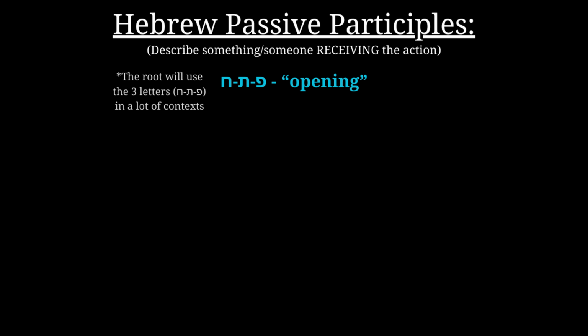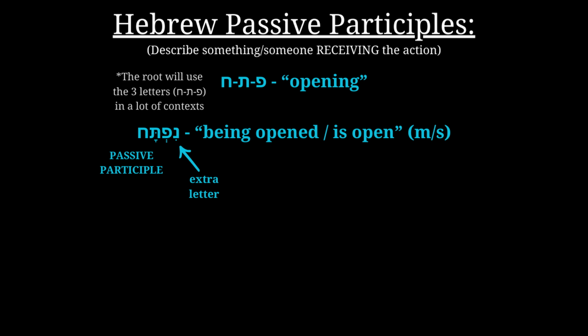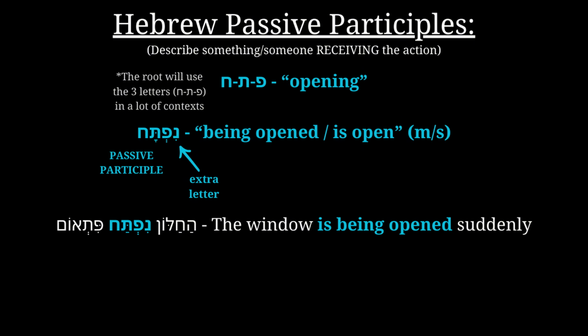Generally, the root will use the three letters in many conjugations, tenses, and pronoun forms, but when used as a passive participle, new letters may be added to it, like niftach, meaning being opened, or is open, masculine and singular. Using this participle, we can have an example like החלון נפתח פתאום. The window is being opened suddenly.